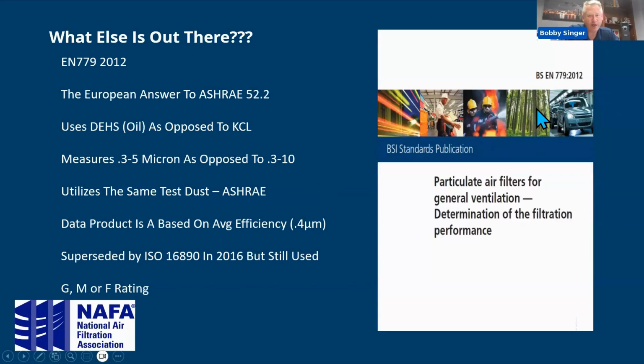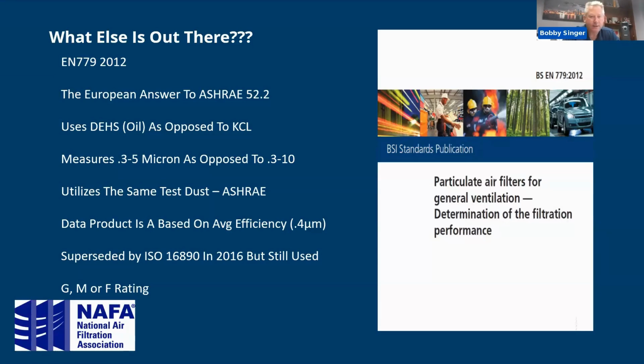So what else is out there? What's comparable? EN 779 is, I think of it as, the European answer to ASHRAE 52.2. It has similarities, it has differences. It uses DEHS, which is an oil, as aerosol challenge, as opposed to the KCl or potassium chloride. It measures from 0.3 to 5 micron as opposed to 0.3 to 10. It does utilize the same test dust ASHRAE does, so you could compare dust holding capacity between the two standards.